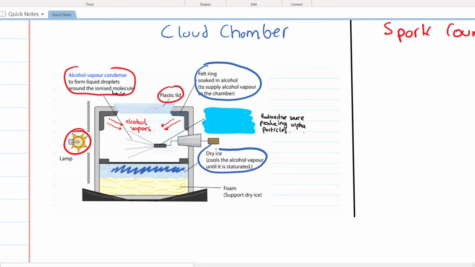Simple. कितनी चीजें हो गई बेटा? 5 things. First of all, alcohol vapor. Second of all, lamp. Third of all, plastic lid. Fourth of all, felt ring with alcohol. And fifth of all, ice. ये 5 चीजें बता दी आपने, 3 मार्क्स गेन कर लिए. इजीएस्ट एवर. ठीक है.